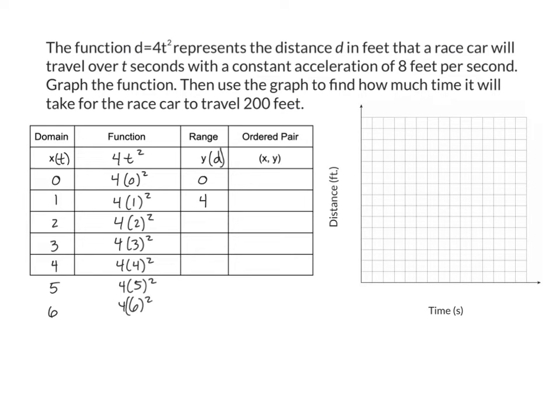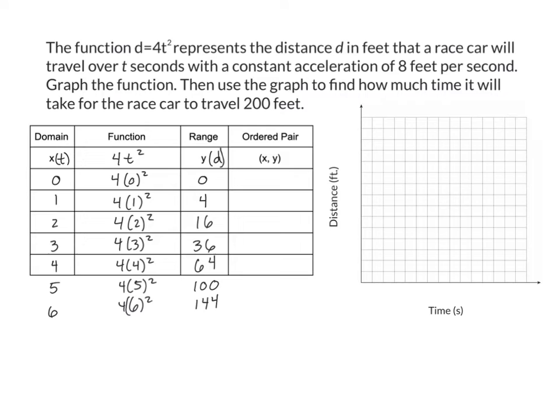So 2 squared is 4. 4 times 4 is 16. 3 squared is 9. 9 times 4 is 36. 4 squared is 16. 16 times 4 is 64. 5 squared is 25. 25 times 4 is 100. 6 squared, 6 times 6 is 36. 36 times 4 is 144.